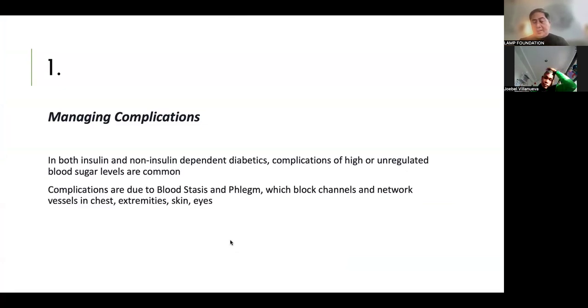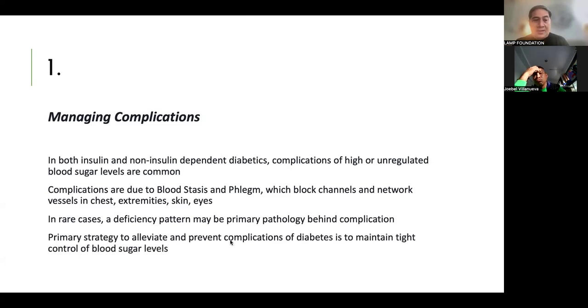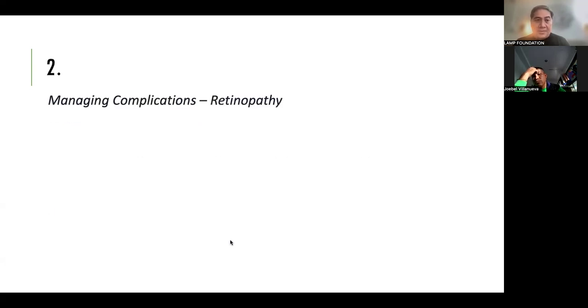And in Chinese medicine, the complications are usually due to, so just think of blood stasis and phlegm. And we all know that this can block the channels and network vessels in the chest, extremities, the skin, and the eyes. In rare cases, we will have a deficiency pattern, which may be the primary pathology behind the complication. So the primary strategy is to alleviate and prevent complications so that we can maintain tight control of the blood sugar levels. Okay, let's start with retinopathy.